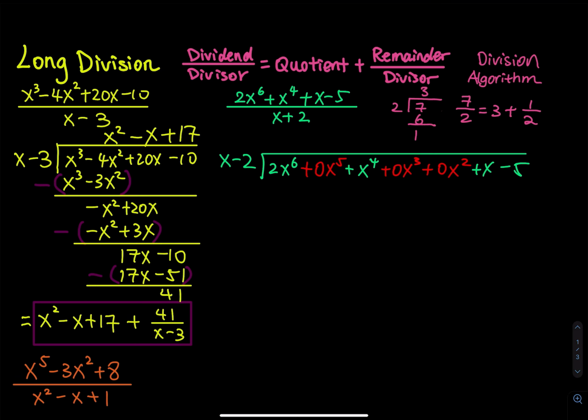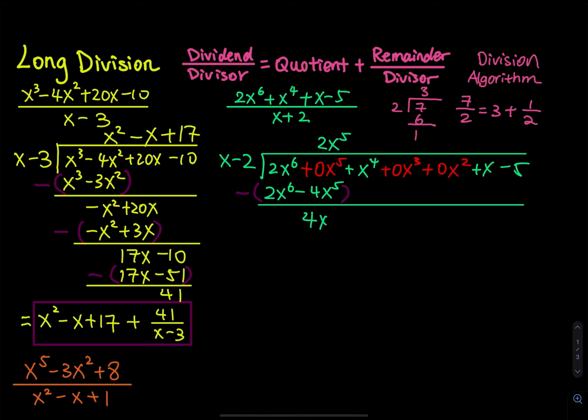Okay, first term. We have to use a 2x to the fifth because that times x is 2x to the 6th, and then minus 4x to the fifth. All right, and then you draw a line, you subtract that. 2 minus 2 is gone, 0 minus 4, you have a plus 4x to the fifth. Pull another term down, and then you have a minus 4x to the fourth. That times x gives you a 4x to the fifth, and then plus 8.